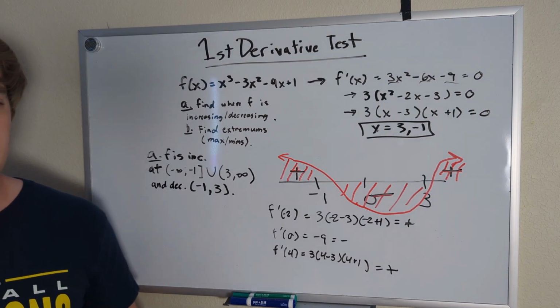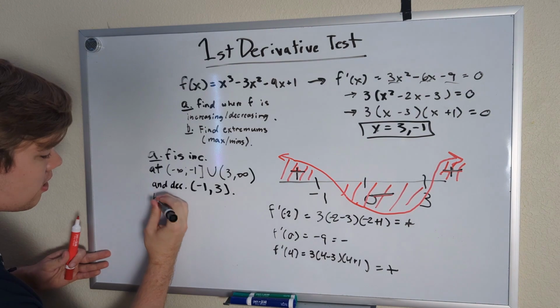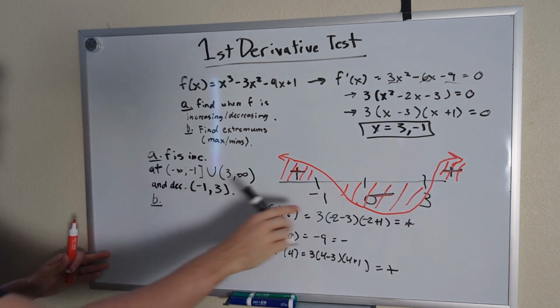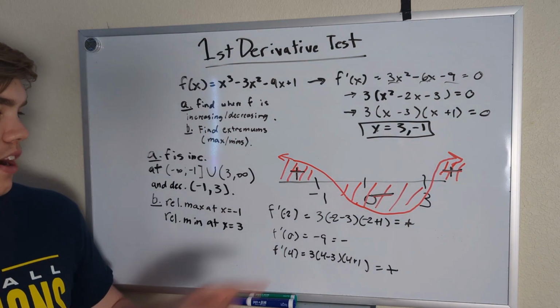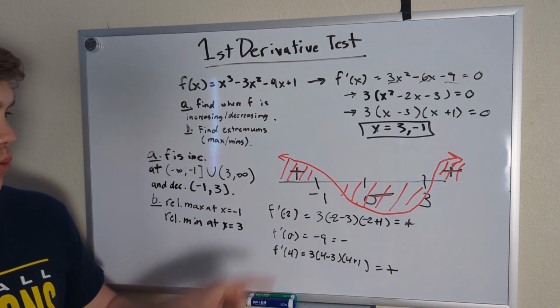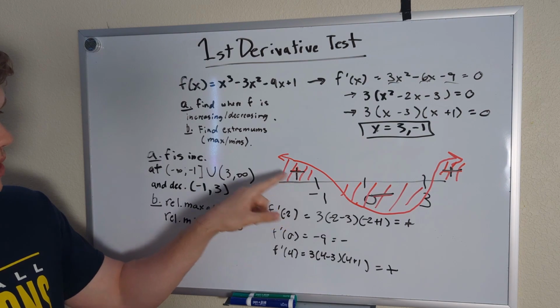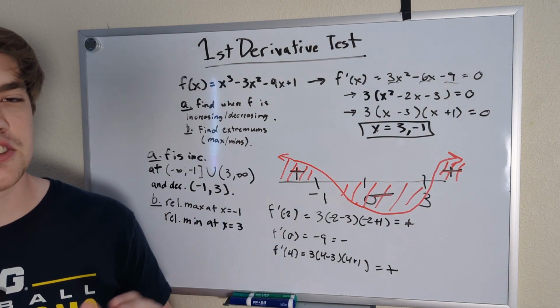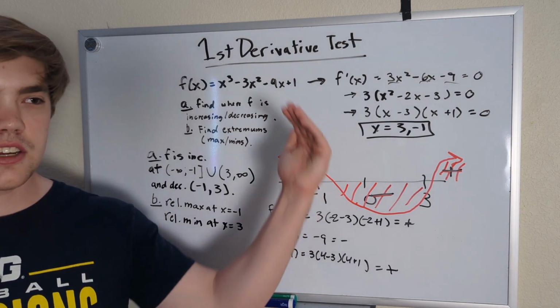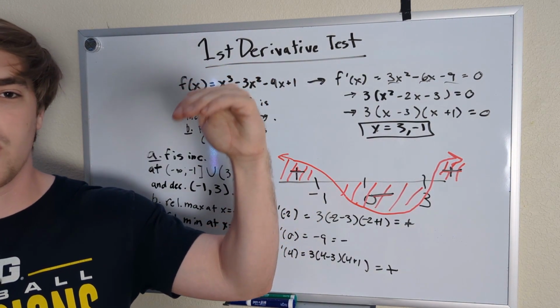Now we need to find the relative maximum and minimum. So what are our relative maximums and minimums? Well, -1 is a relative maximum, and 3 is a relative minimum. But why is it a relative maximum at -1? Well, remember, our function is increasing all the way up until -1. At -1, the function starts to decrease. And whenever the function is increasing and then starts to decrease, we have a relative maximum.